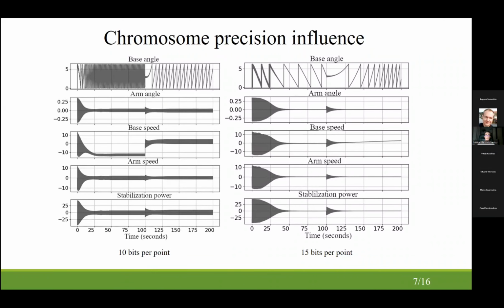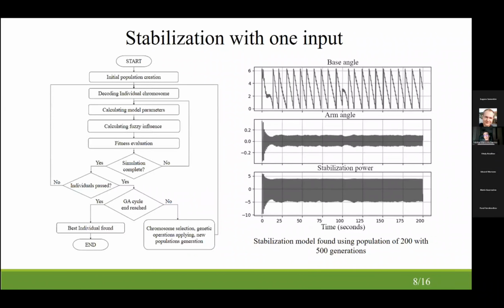On this slide, it is shown how chromosome precision influences the quality of the model. It can be seen on the left side that when I use 10 bits per point, and by point I mean a point of one fuzzy rule triangle, I mean triangles in input and output terms of a fuzzy control, the precision of 10 bits per point is not good enough to stabilize the model using encoded manually found rules, which were the best at this point, because at this point the program wasn't finding rules itself yet.